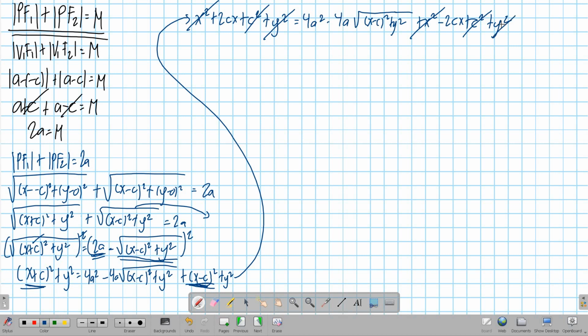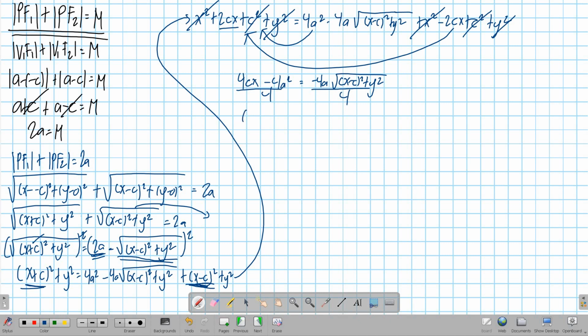Now, since we only have one radical left, let's leave it alone there and transpose those that are not radicals, such as negative 2cx and 4a squared, to the left side. So therefore, you have 2cx, this negative becomes positive. So 2cx plus 2cx, we're going to have 4cx. Transposing this, I'm going to have minus 4a squared is equal to negative 4a times the square root of (x minus c) squared plus y squared. We wrote that a bit small, but anyway. From here, we have a common factor of 4, so we divide everything by 4.